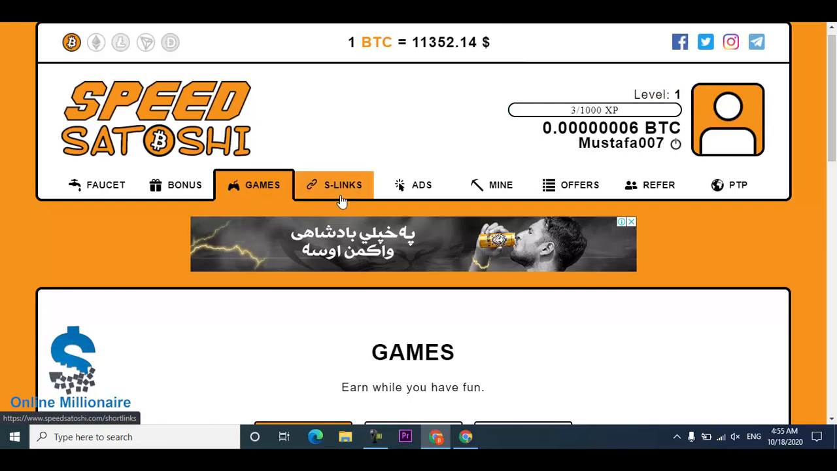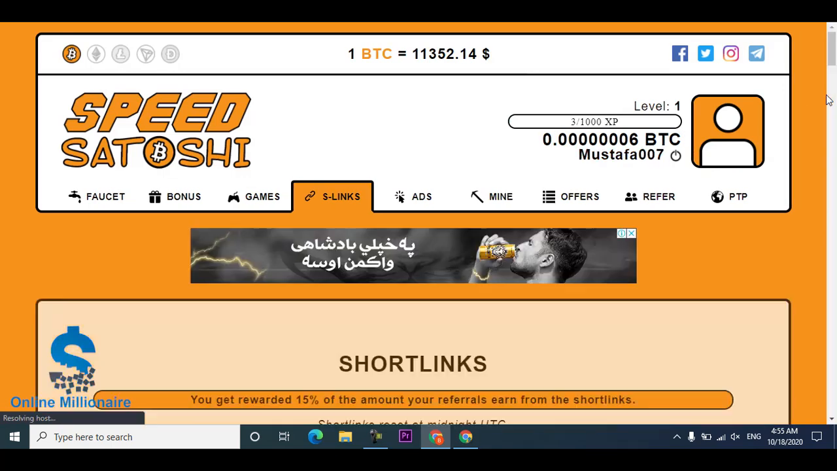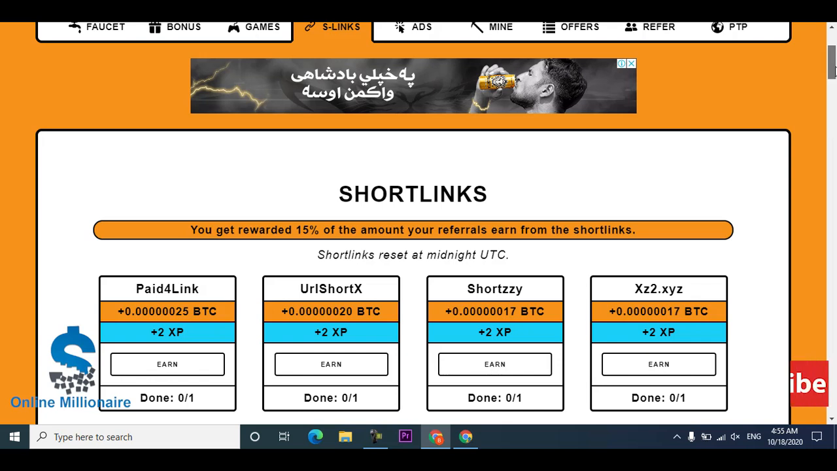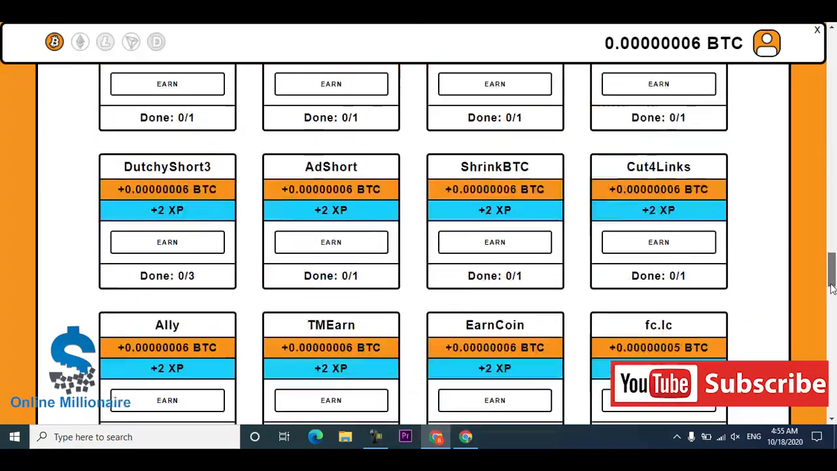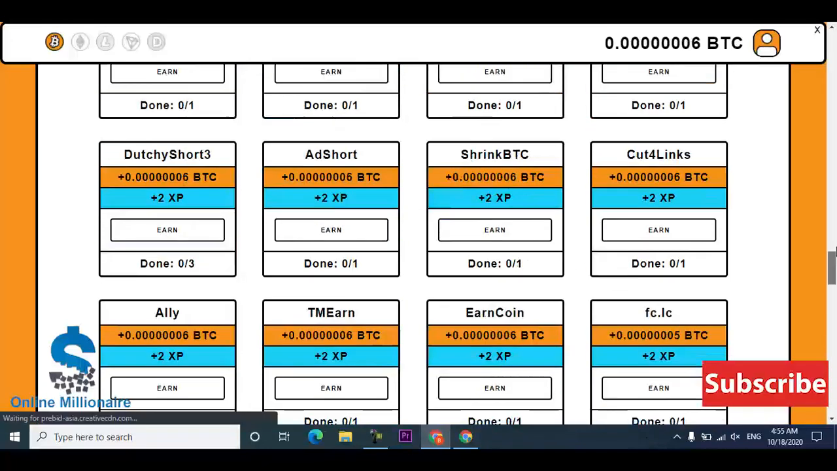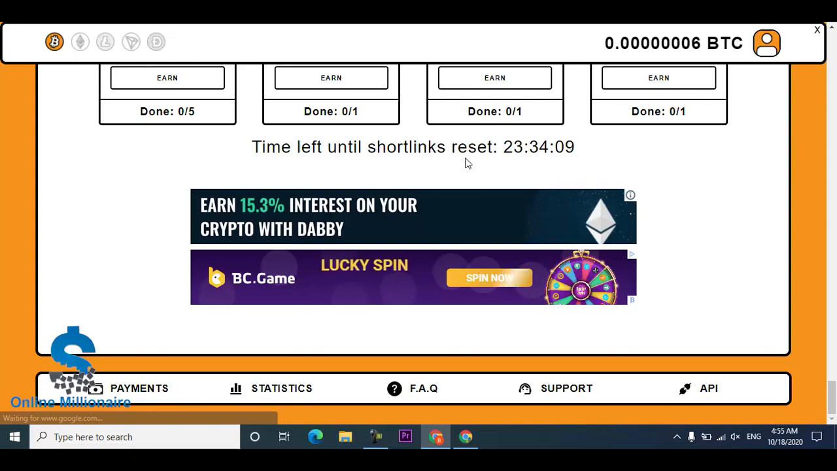The next one is short links. You can visit short links and you can earn much more from the short links. Okay, these are all the available short links on this website. There are a lot of short links you can claim. Okay, you can see these are all available short links, and every 24 hours they will be reset.